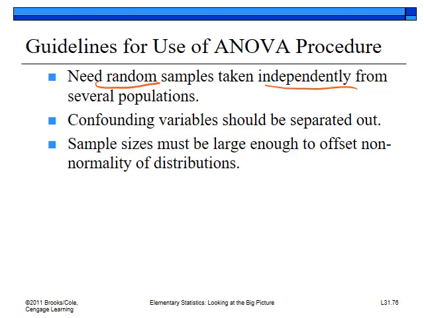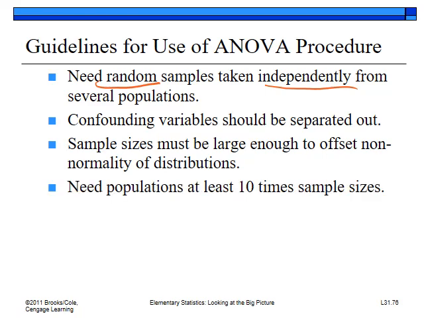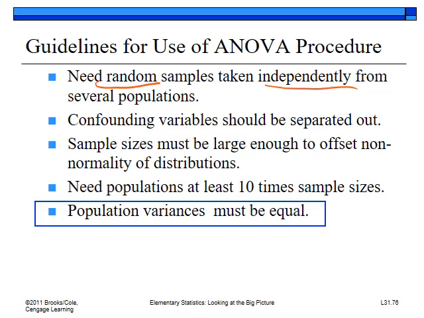We have to make sure that our sample sizes are big enough to counteract any skewness we might see in individual samples. We have to make sure that the populations are at least 10 times the sample sizes. That's always important when we're looking at quantitative data. We need to make sure that the population variances are equal. That's one we haven't talked about yet for ANOVA. Let's look at that a little bit more closely.